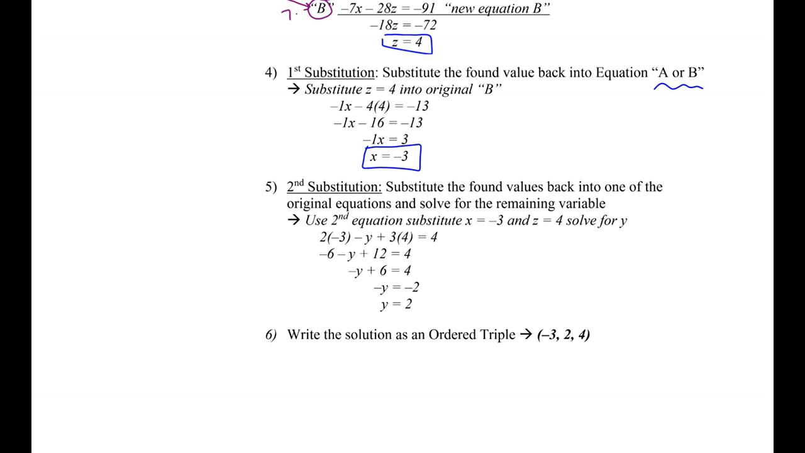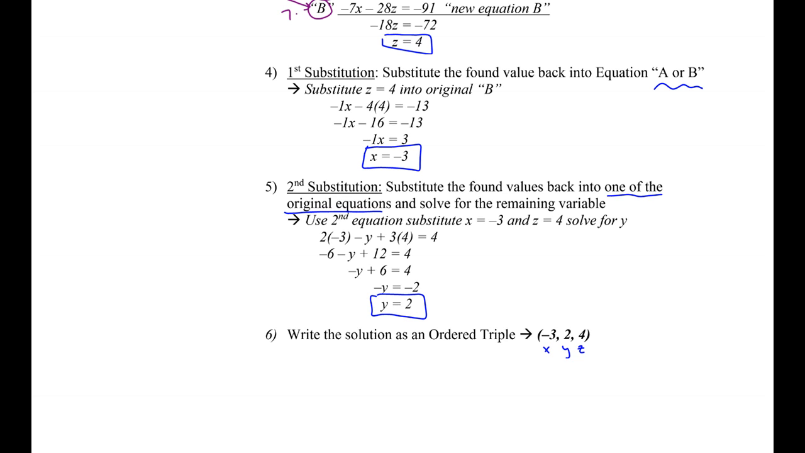Your second substitution is going to be found by plugging in your x and your z value into one of the original equations. And you can plug it into any of them. So now they're going to use the second equation in this example. They plugged in x and z and they solved for y. They got y equals 2. Your solution is going to be an ordered triple. So just like our solutions before were ordered pairs, you want to write this as the ordered triple x, y, z.